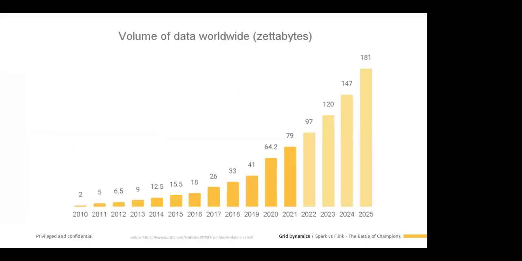Here on this graph, you can see the trends in the volume of data on a global level. The amount of data is increasing exponentially and is expected to reach 79 zettabytes by the end of the year. 1 zettabyte is equal to 1,000 exabytes. And the worldwide volume of data is expected to reach 180 zettabytes by 2025, which demonstrates the importance of the analysis of this data.